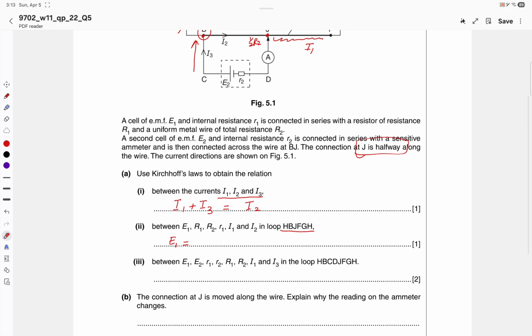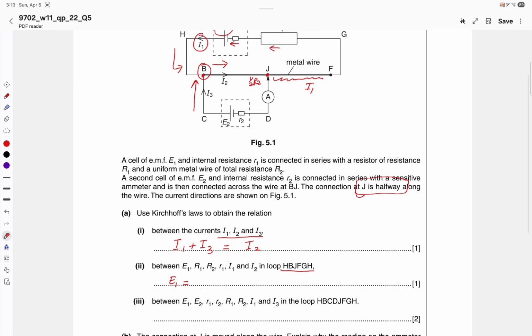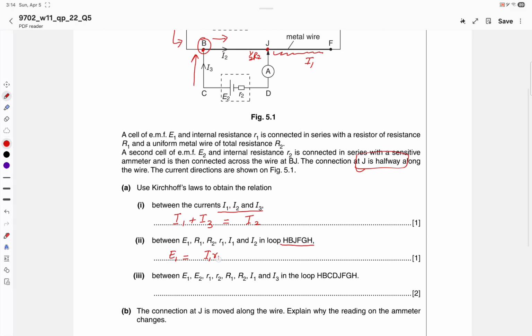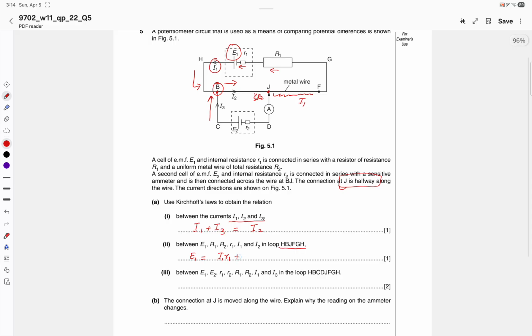So if I start writing the equation, it is going to be E1 equals I1 r1 plus I1 capital R1 plus I1 R2 by 2 plus I2 R2 by 2. So that's for 1 mark.